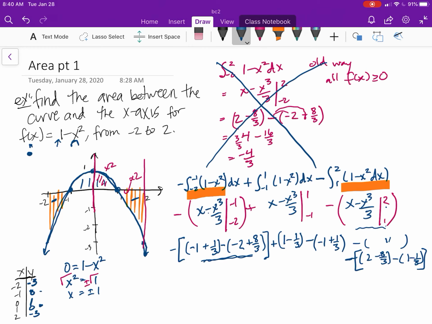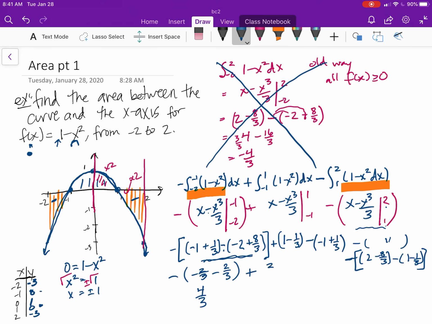Alrighty. Don't see that we can avoid these fractions, so I guess we'll go ahead and deal with them. -1 and 1/3 is a -2/3. Minus -2 plus 8/3 is a +2/3. So +2/3, but then we have that negative, so -4/3 and a negative is a +4/3.